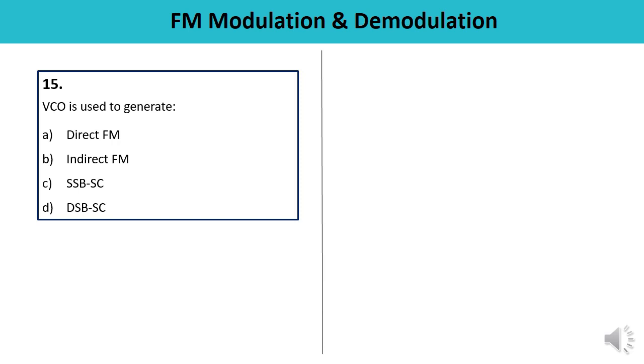Question number 15 is VCO, voltage control oscillator. VCO is used to generate direct FM, indirect FM, SSB-SC or DSB-SC. So VCO is used to generate direct FM. Answer is A.